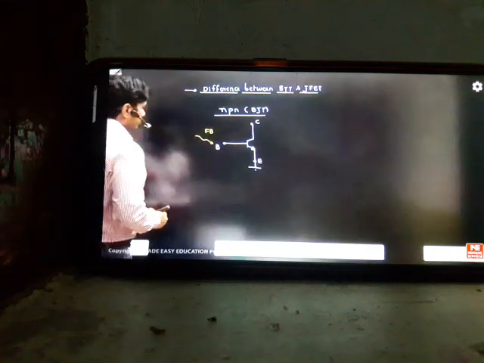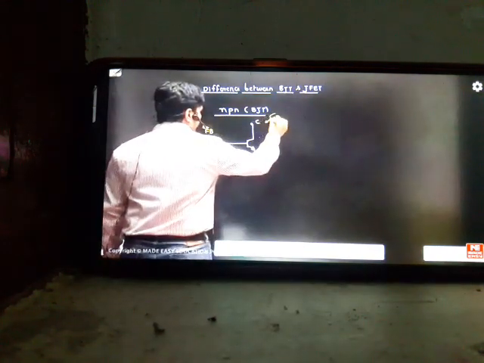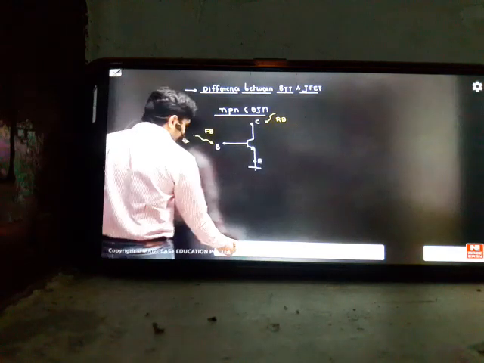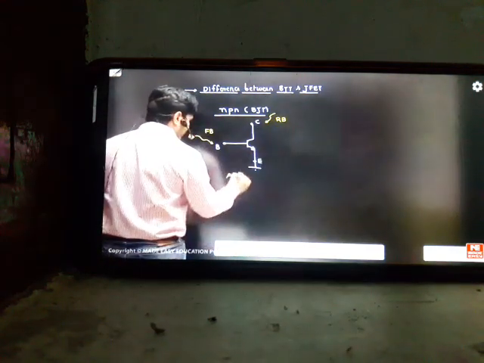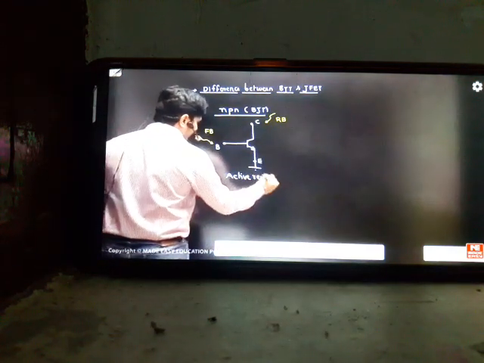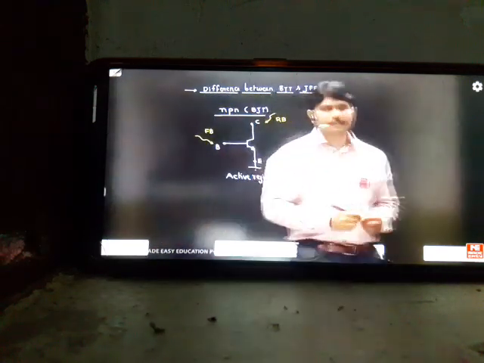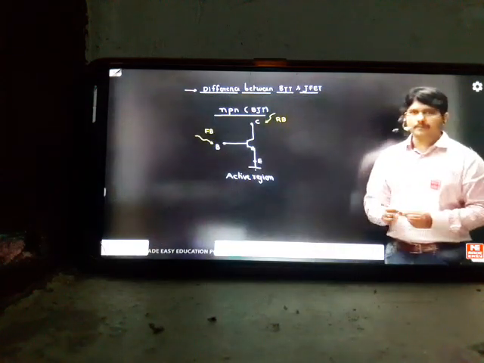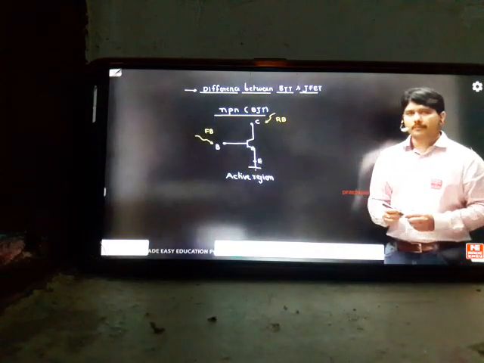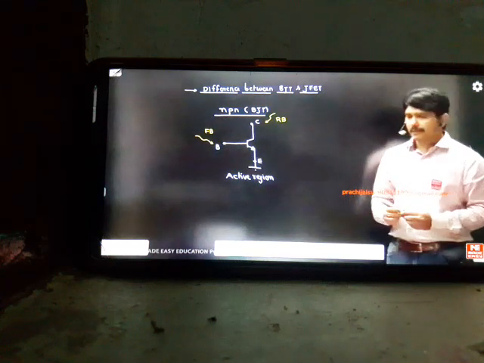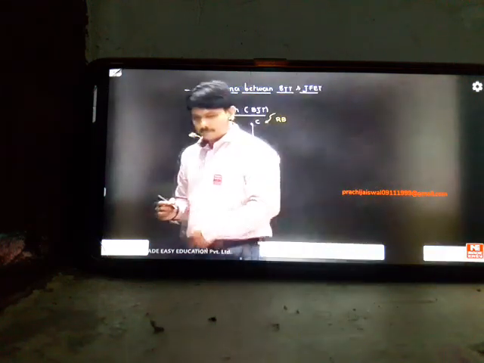So base is the input which you have to forward bias, and the rule number 2 is the collector, which is your output, should be reverse biased, such that this device will work in active region. This is the story which we have studied in the class. Input should be forward biased, output should be reverse biased. So the base should always be forward biased, and the collector, which is the output, should always be reverse biased. This is the story about your BJT.